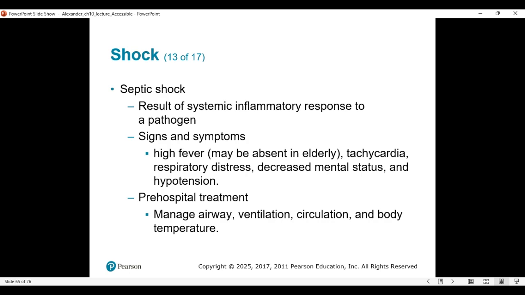Sepsis or septic shock, it's a systemic inflammatory response to a pathogen. Signs, we're definitely going to have a high fever. Can be absent in the elderly because they don't regulate as well. We'll have tachycardia, respiratory distress, decreased mental status, and hypotension. Pre-hospital treatment, we're going to manage the airway. We're going to ventilate if need be. We're going to watch for our cardiac rhythms. We may have to fix the circulation, and we're going to keep them warm.